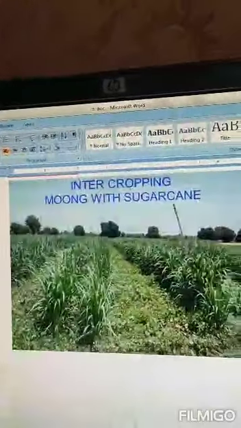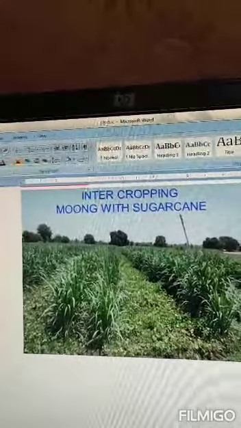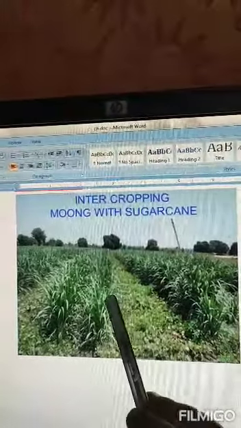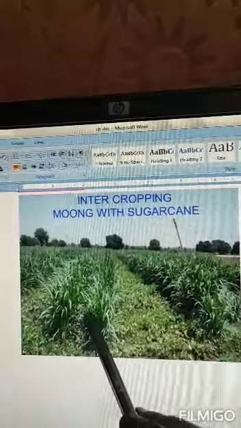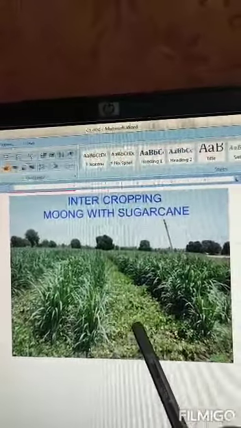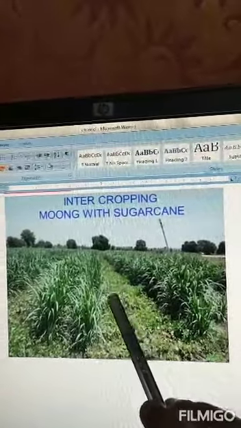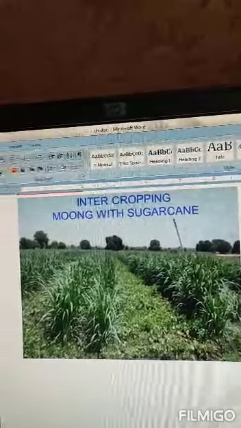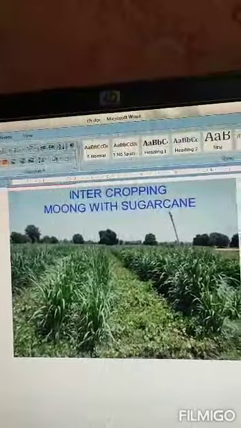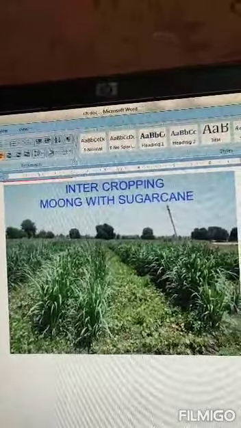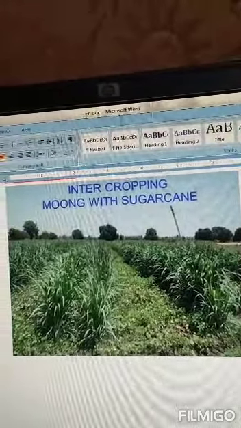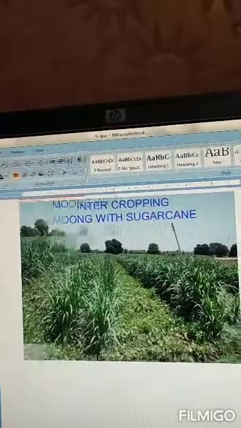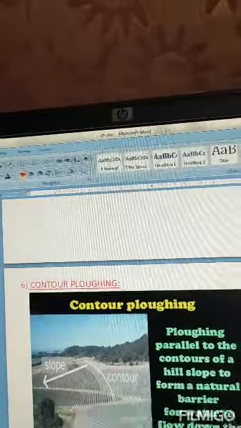Next is intercropping. Intercropping means that two or three different kinds of crops are grown together in one field. This is one row of sugarcane and one row of a pulse called moong. So two different types of crops are grown. Because every crop has a different ability to hold the soil with its roots, intercropping is also done to save the soil.